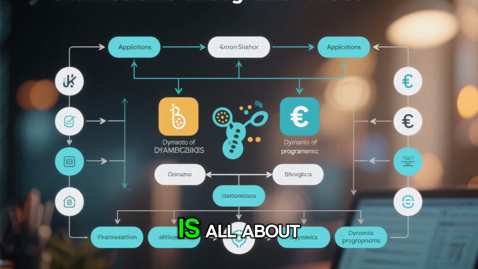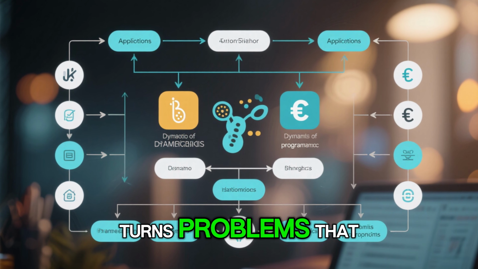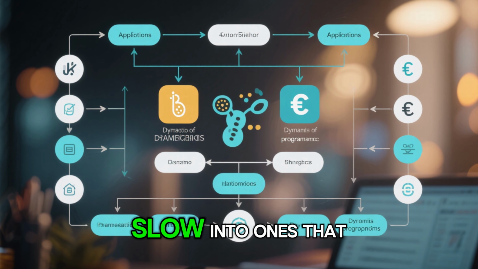Dynamic programming is all about optimization. It turns problems that seem impossibly slow into ones that can be solved efficiently. It's used in a huge range of applications, from bioinformatics for sequence alignment to finance for asset valuation. Recognizing when a problem has overlapping subproblems and optimal substructure is the key to unlocking the power of DP.